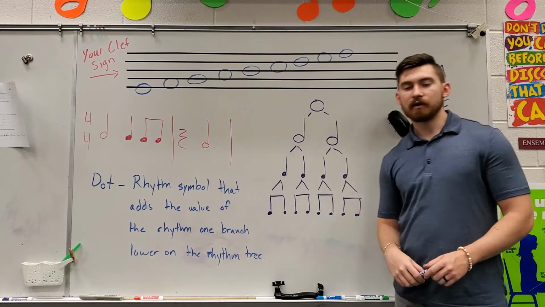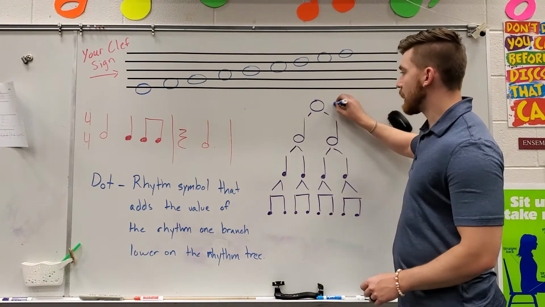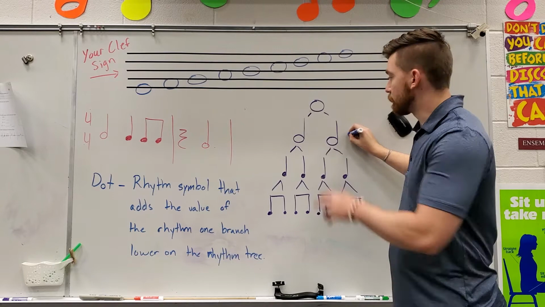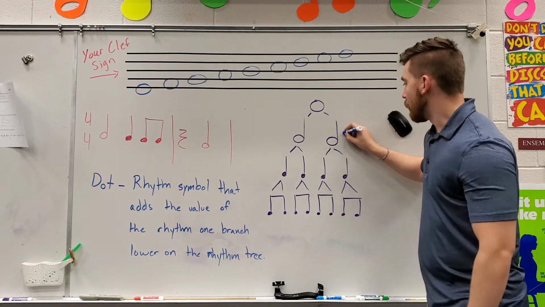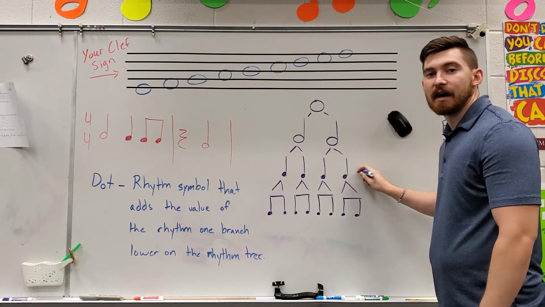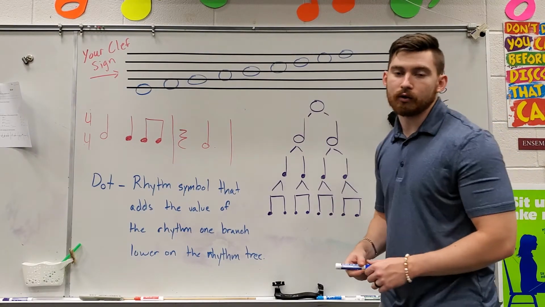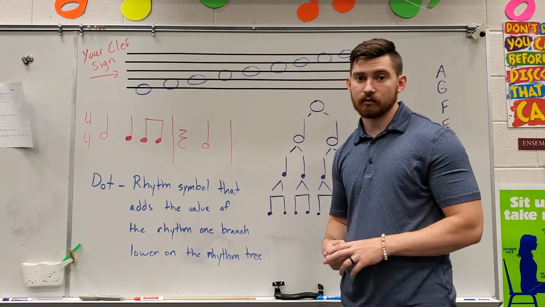So if we look at the rhythm tree here, at the top we have a whole note. On the next branch down, a whole note splits into two half notes. On the next branch down, we can split a half note into two quarter notes, and on the last branch here, we can split a quarter note into two eighth notes.